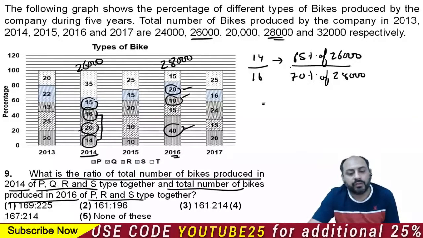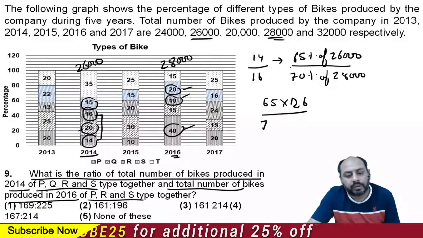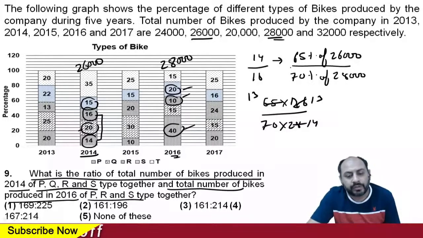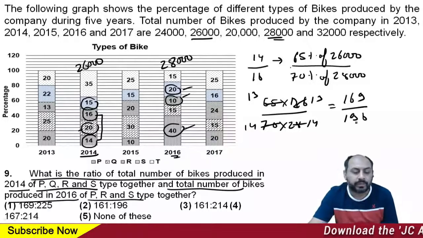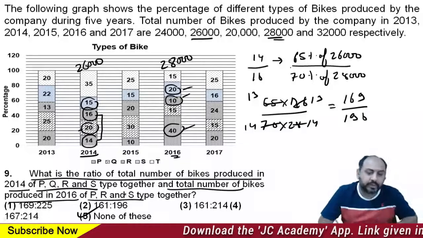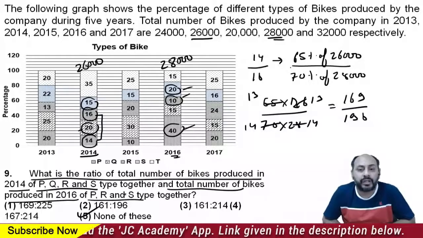You solve it further, what do we get? We get 65 into 26 upon 70 into 28. So this goes away 13 times, this goes away 14 times. 13 fives are and 14 fives are. So what we have is 169 over 196. We don't have any such answer over here, so the only option available is none of these, because 169 is to 196 is the answer, right?